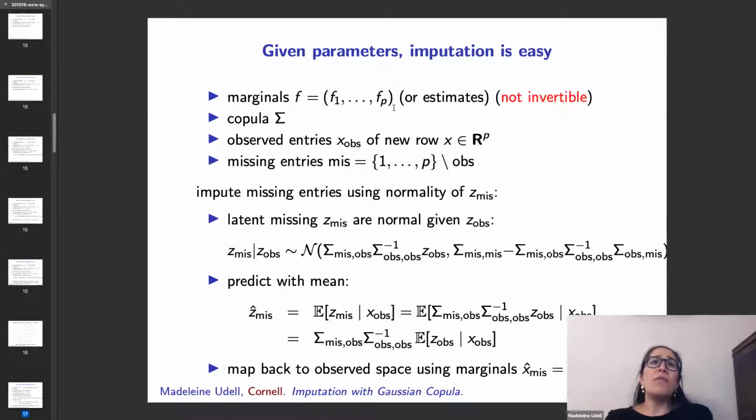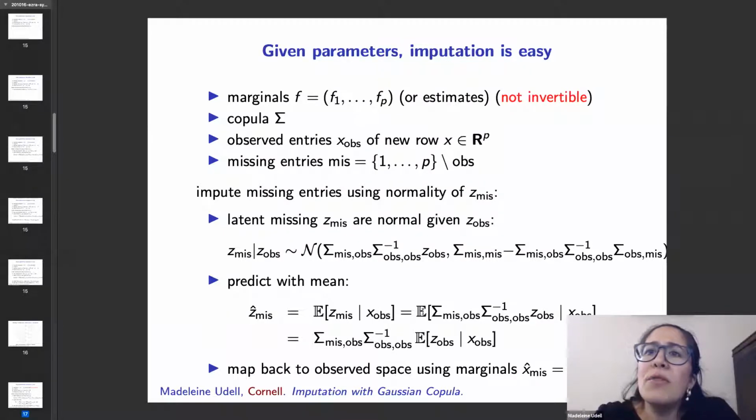What if one of the marginals is not invertible? That means that one of the columns, one of the features in my matrix, takes on either Boolean or ordinal values. Well, the idea is very similar. Again, the latent missing entries are normal given z obs. I still might want to predict the missing entries with the mean of the conditional distribution of z miss, but it has to be conditional on x obs, because I don't know z obs exactly. I know that z obs is in some product of intervals, but I don't know exactly what it is.